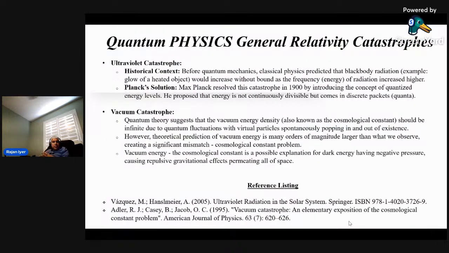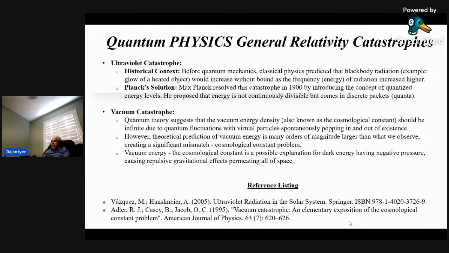So the catastrophes generated by quantum physics are, however, a very important aspect we have to address. Like I said before, the ultraviolet catastrophe: before quantum physics, classical physics predicted that black body radiation flow of a heated object would increase without bound as the frequency of radiation increased further. So that was a big problem. So Planck came up with the solution to the catastrophe by introducing the concept of quantized energy levels. The proposed energy is not continuously divisible but comes in discrete packets, and this has been proven in atomic transitions. They don't occur continuously, but you have to have a certain amount of energy before the electron will jump to the next orbit, things like that, orbital physics.